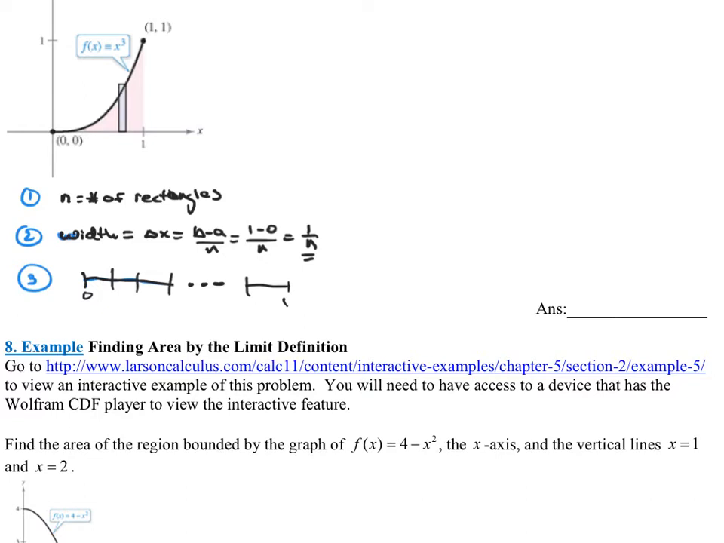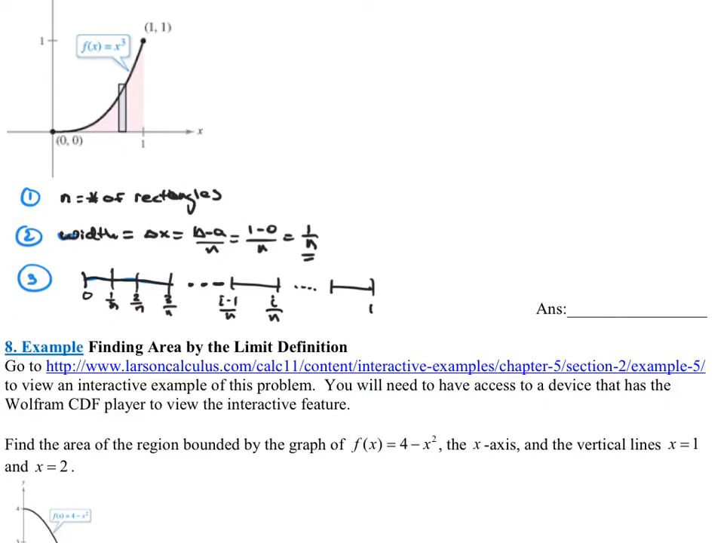So from 0, it would be 0 to 1 over n, and then the next 1 over n plus 1 over n would be 2 over n. Plus 1 over n would be 3 over n. And in general, what would it be? Let me draw a random interval here, because then you end on 1, right? On a random interval, it looks like it would be i minus 1 over n, and then i over n. It's just some number, whatever your counter is.